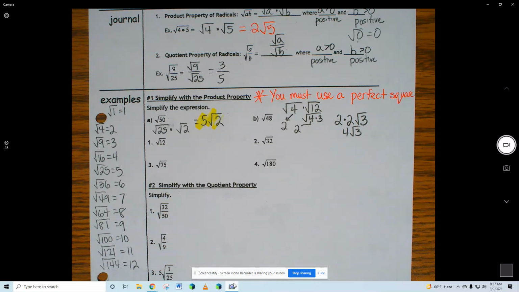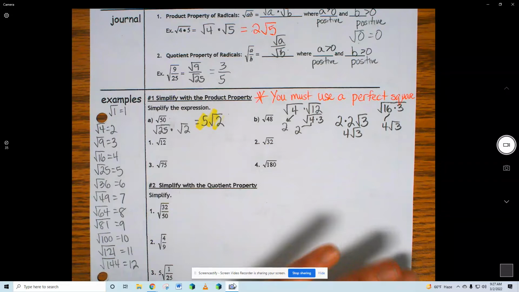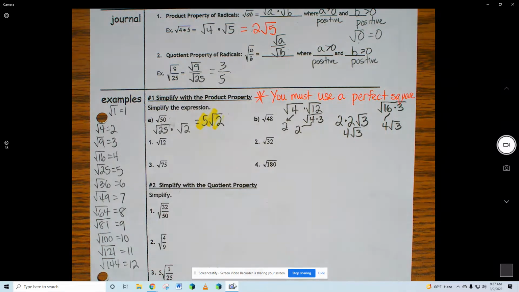Can I tell you something about 48? There's another perfect square that goes into it. 16. So what took me so long? Look at all these steps I had to do. I could have just done 16 times 3 and it would have become 4 rad 3. But I had to know that 16 times 3 was 48. And sometimes you don't know that. And if you don't know it right away, then you've got to go little bit by little bit slower. So think of the perfect square that goes into these numbers.